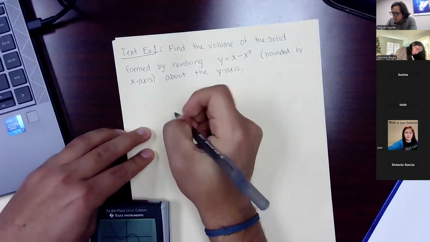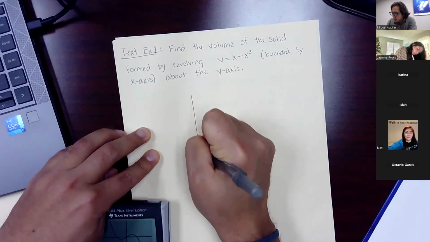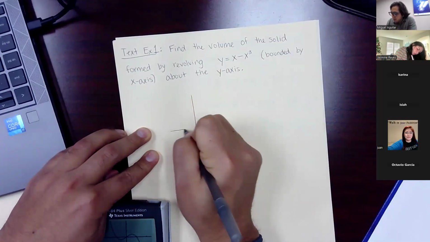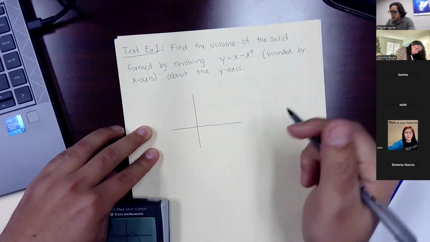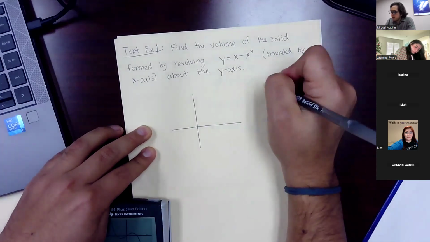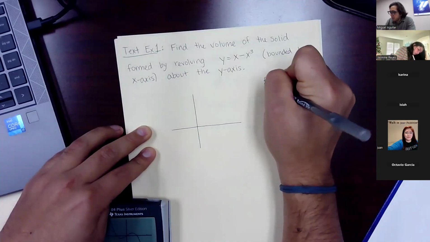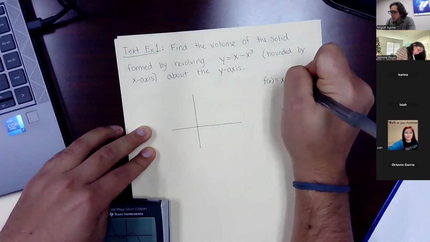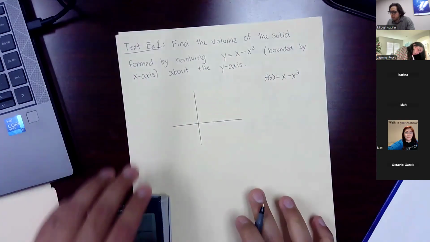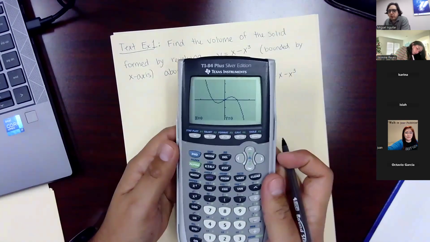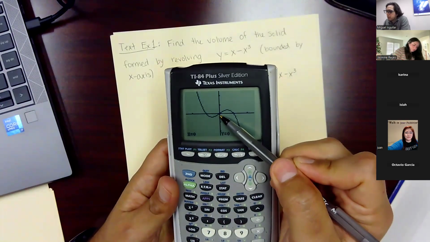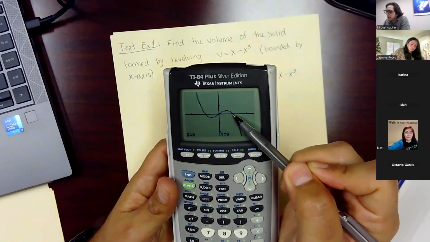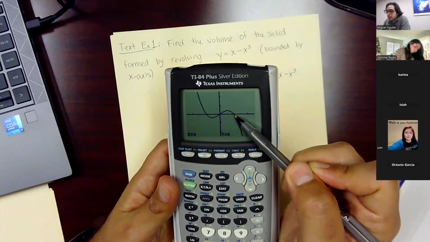Let's go ahead and draw this picture. So I'm going to draw the x and y axis, and then my function. You can call this f of x if you wanted to: x minus x to the third. From looking at the graph, it looks like it passes through the origin and then passes through, I want to say 1, but I don't know that for certain.